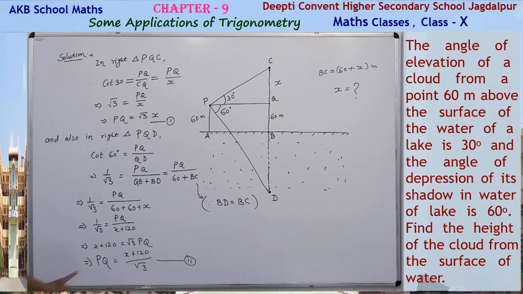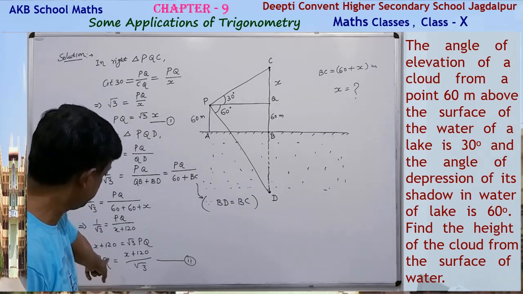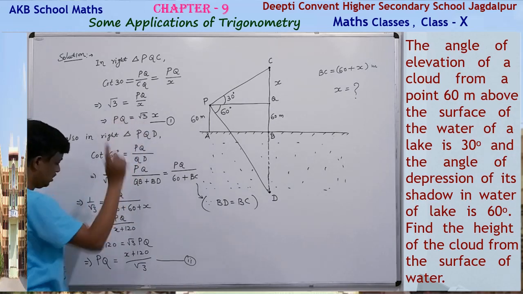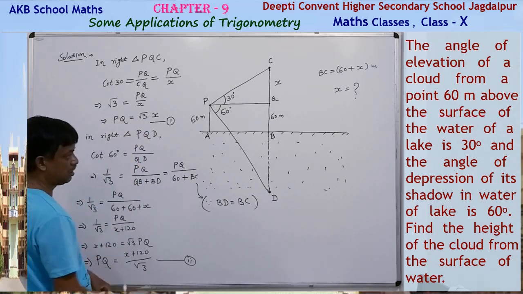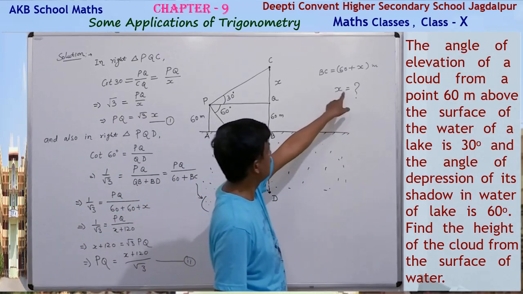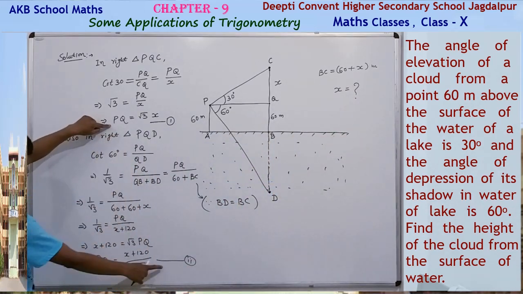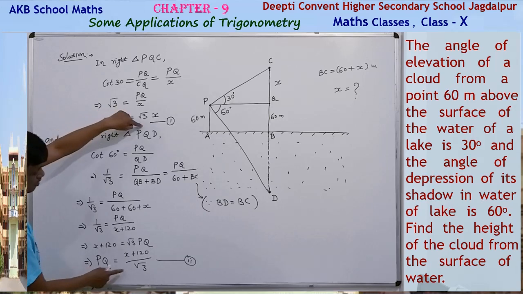This is equation 2. Clear? Now, here PQ equals to this. Here PQ equals to this. Our target is finding x. Now, from 1 and 2, we can equate these two values.